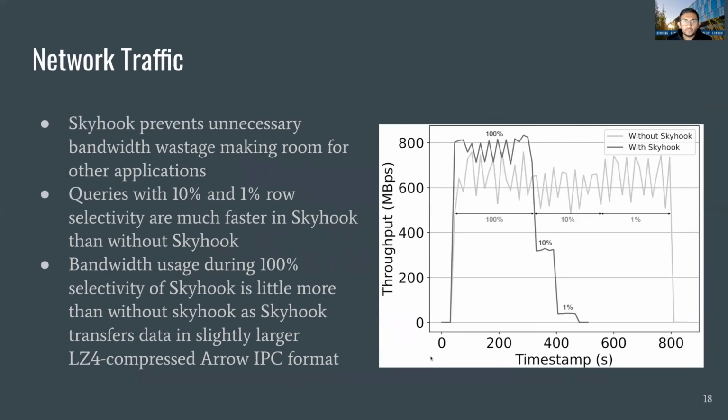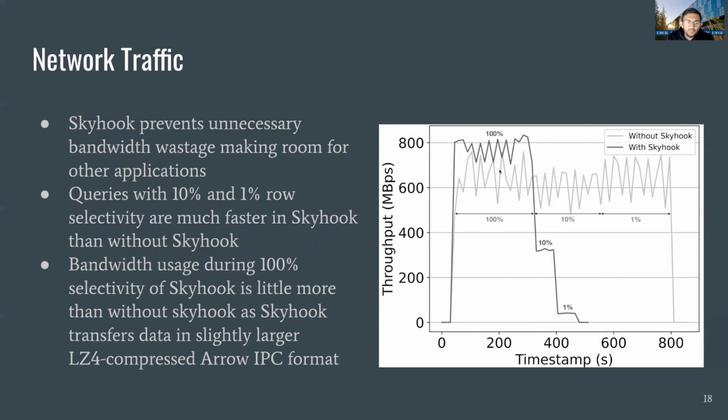We also did some network traffic experiments with 100%, 10%, and 1% selectivity. And we found out that Skyhook prevents unnecessary bandwidth wastage, making room for other applications. For example, if you look at the 10% and 1% selectivity queries, without Skyhook, all the data ends up getting moved through the network unnecessarily, thus clogging the bandwidth. With Skyhook, only the required amount of data is moved through the network, and that saves a lot of network bandwidth for other applications.